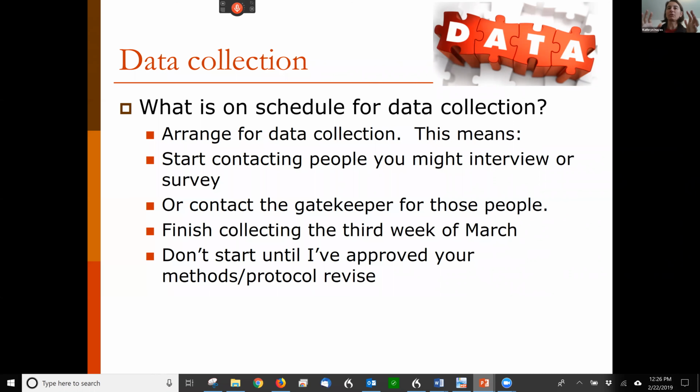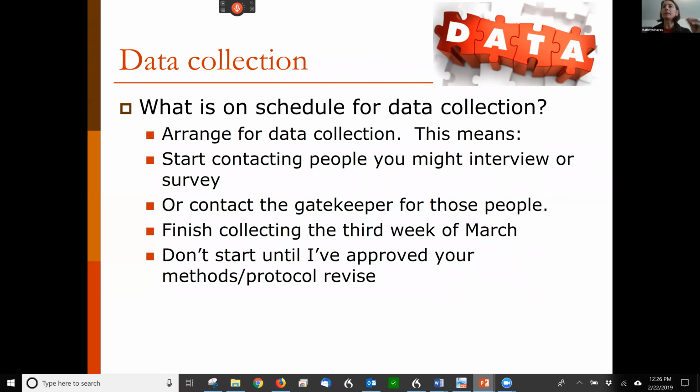And when everything feels pretty good, that means I know exactly who you're interviewing or getting data from. I know exactly when and how you're doing it, and I know exactly what protocol you're using. And we both really like it. Then you will be able to start collecting data.